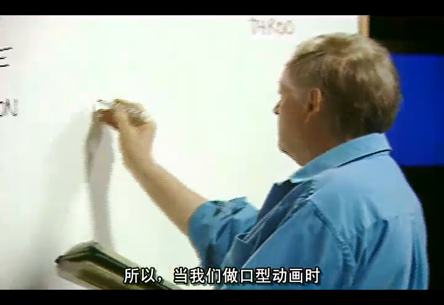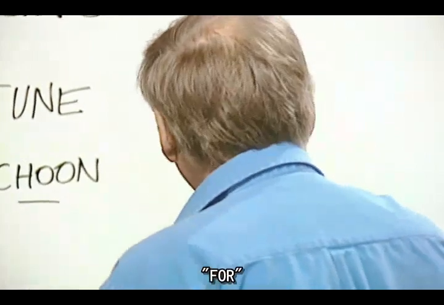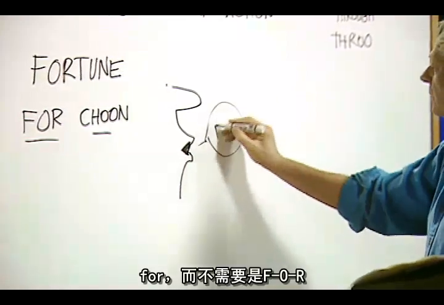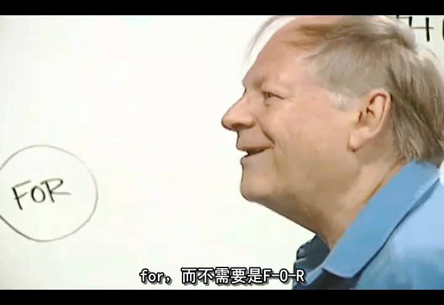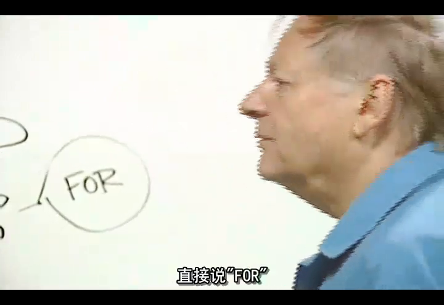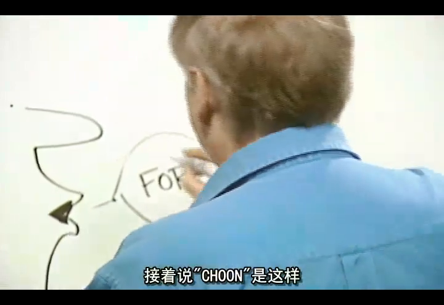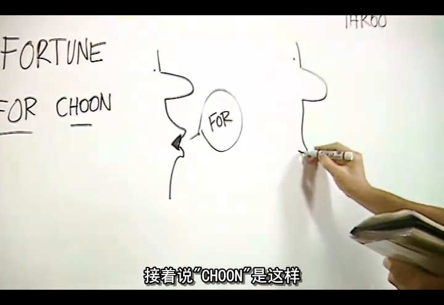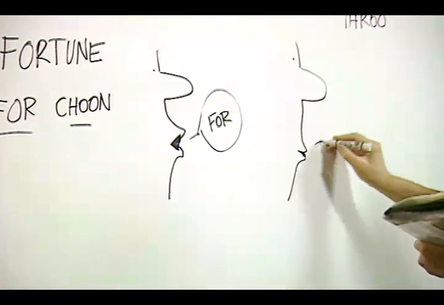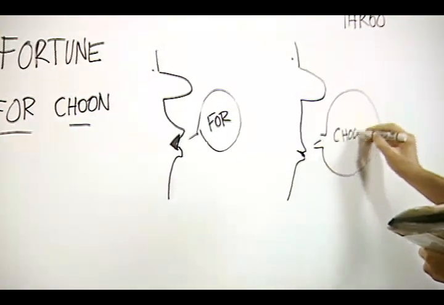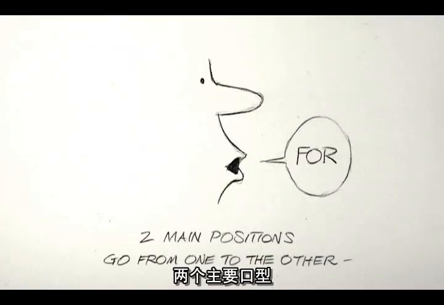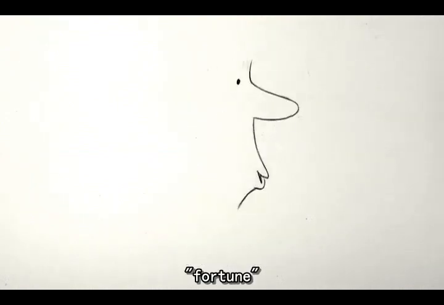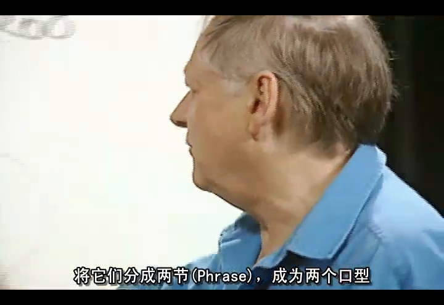So when we're animating, we want to go for, something like that. He's saying for. He doesn't have to go all the way to or. He's just saying for, and then he'll go to tune. Two main positions. Go from one to the other. Fortune. Two positions. And we phrase from one to the other.